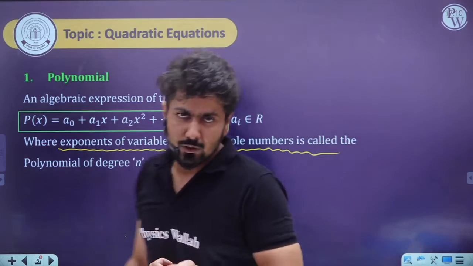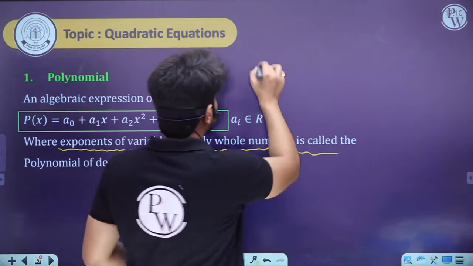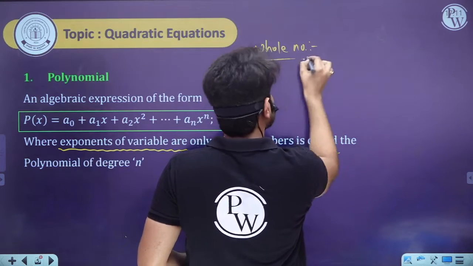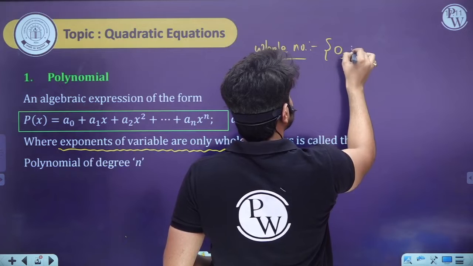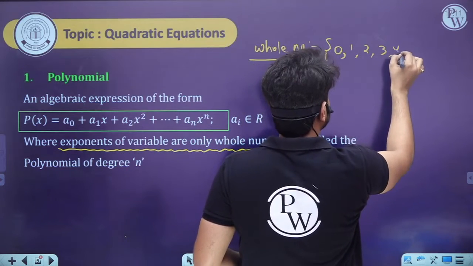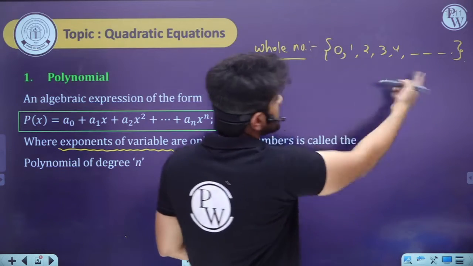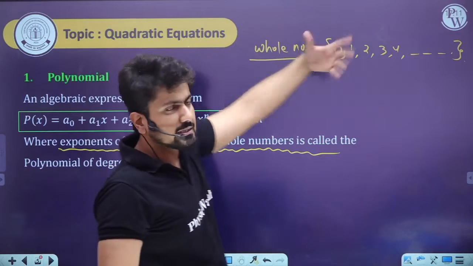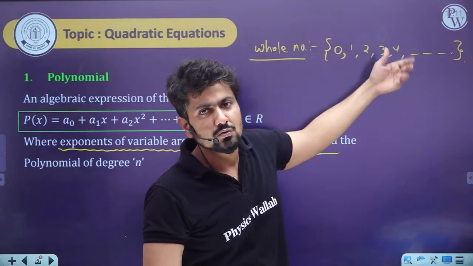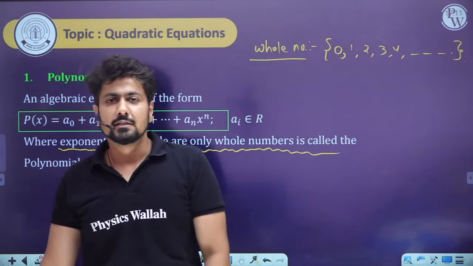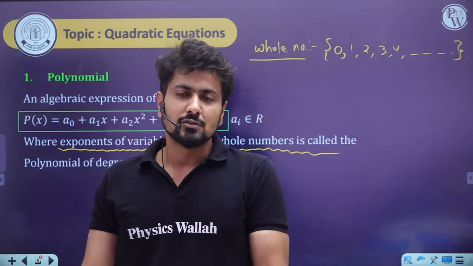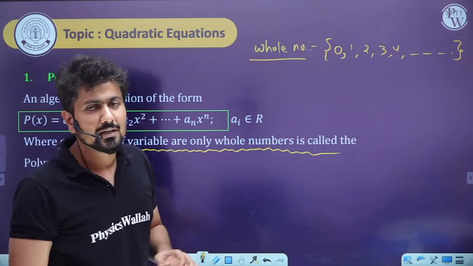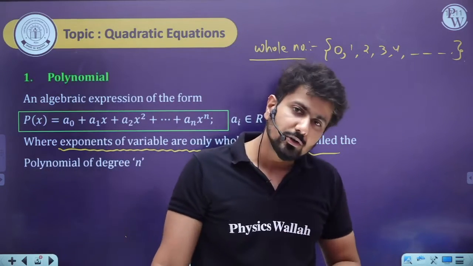What are whole numbers? I hope all of you know that. Whole numbers start from 0, then 1, then 2, then 3, then 4, and so on. These numbers are known as whole numbers. So the power should be one of these. Power can be 0, power can be 1, or 2, or 3, or 4. The power of x has to be a whole number, then it is known as a polynomial. Otherwise, we can't call it a polynomial.